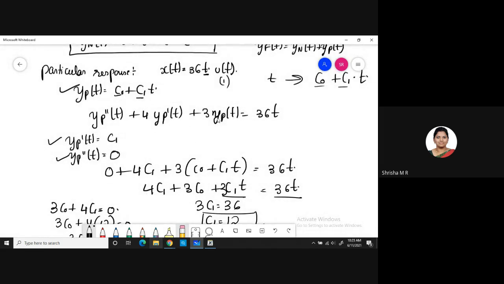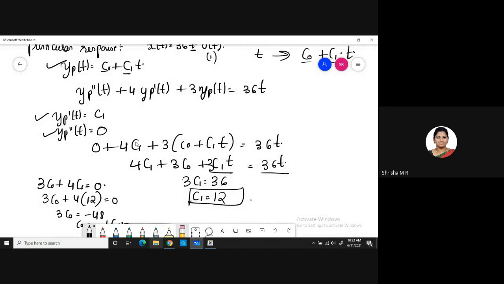So now we have yp of t. Find the first differential of this, and the second differential of this. What you get is 0 for the second differential. First differential you will get c1, and yp of t is c0 plus c1t. Substitute the values here. yp double dash of t is 0, yp dash of t is c1. So 0 plus 4c1 plus 3 into c0 plus c1t is equal to 36t.